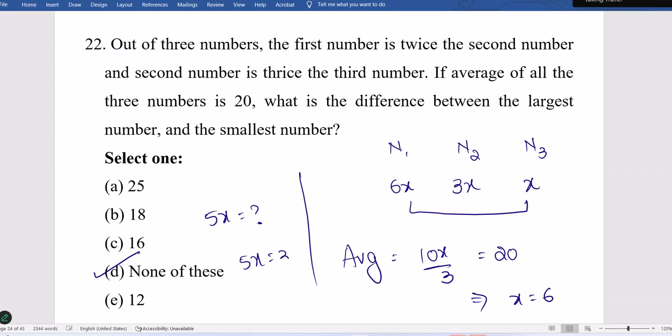5x must be equal to 30, not available in options. Guys, see anything wrong, you let me know. Is that clear?